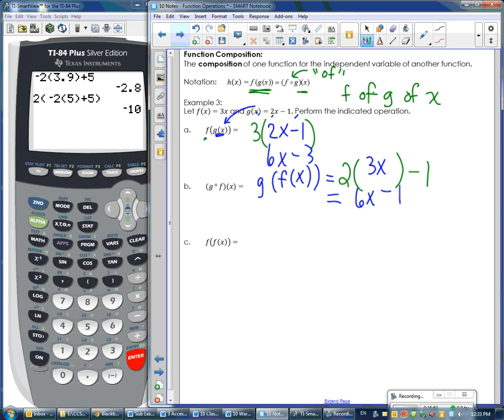And lastly, we have f of f of x. Big deal. I'm going to take my function f, which is 3 times something, and I'm going to replace the something with f of x again, which is just 3x. And so when I simplify, I get 9x.